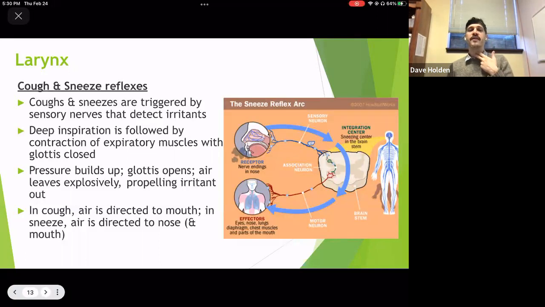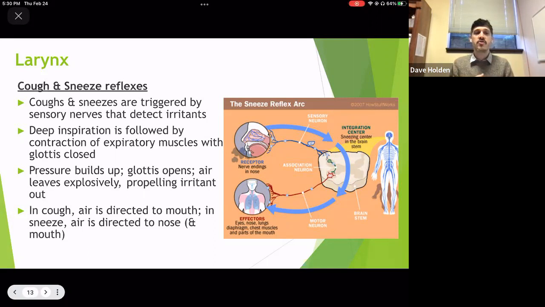Another cool thing that goes on in the larynx is the cough and sneeze reflex. The main division, just to keep them straight: sneezing is an upper respiratory tract thing. Coughing is a lower respiratory tract thing. So coughs and sneezes are triggered by sensory nerves that are detecting irritants. Deep inspiration is the technical word for breathing in. You can also use the word inhalation.